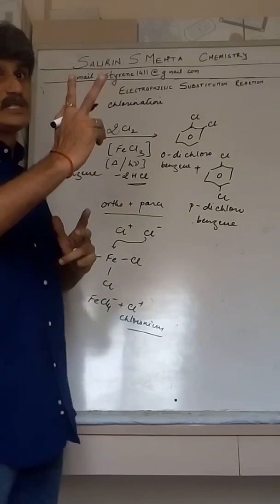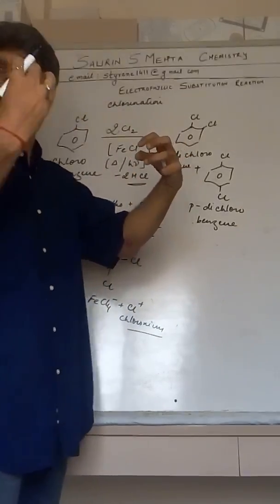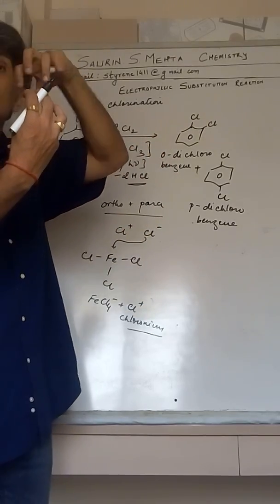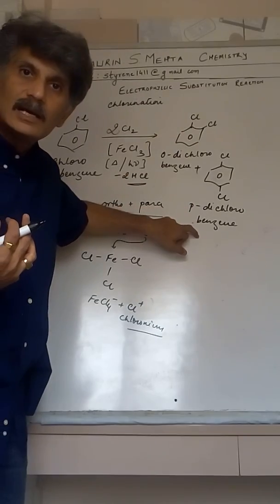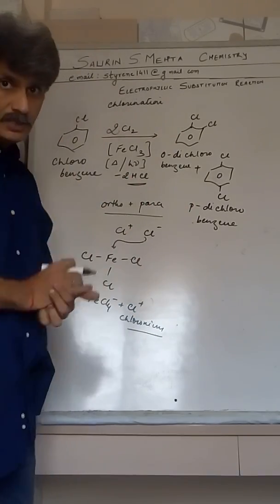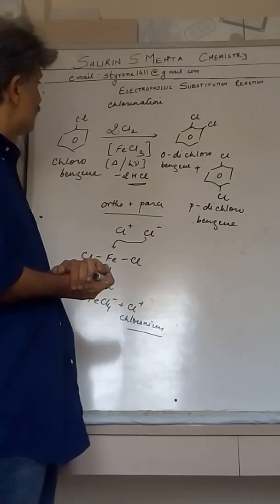So overall there are 2 steps. In the first step, benzene got chlorinated to give you chlorobenzene. In the second step, chlorobenzene was chlorinated to give you ortho dichloro and para dichlorobenzene. I hope, dear students, you have understood the reaction thoroughly.